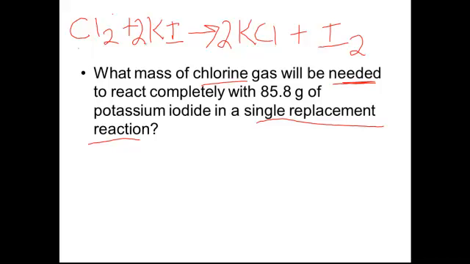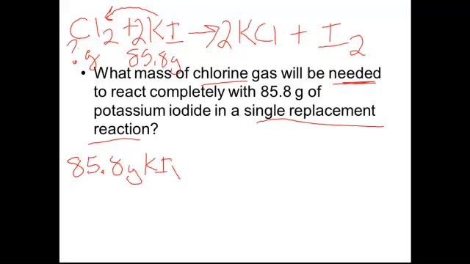Okay, so now let's look at the question. What mass of chlorine? They want to know how many grams of chlorine are going to be needed to react with 85.8 grams of KI. Really all we're doing, it's kind of like a limiting reactant problem, but all that we're doing here is we're converting from grams of one reactant to grams of the other. So 85.8 grams of KI, we have to convert grams to moles.